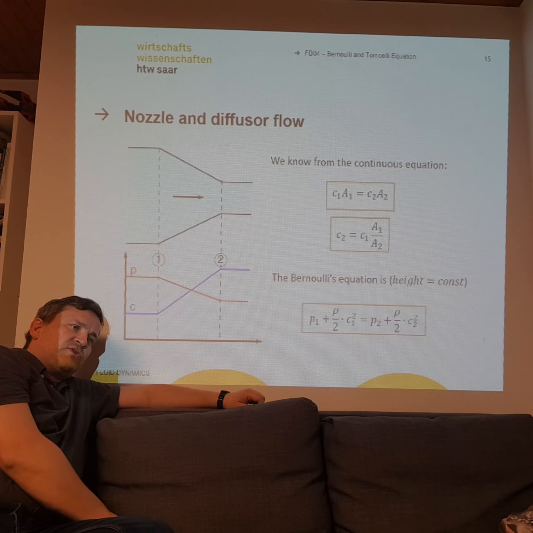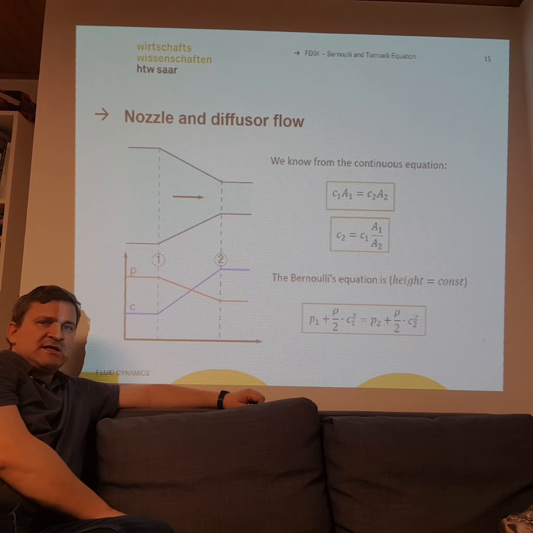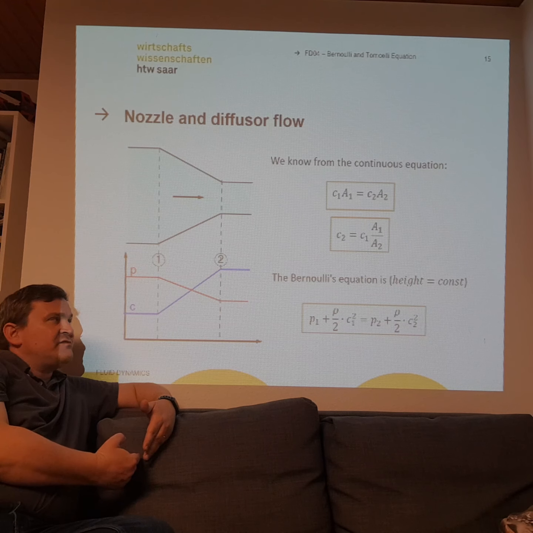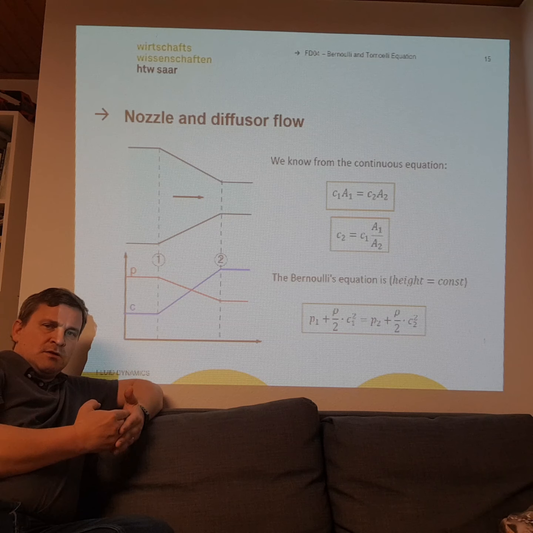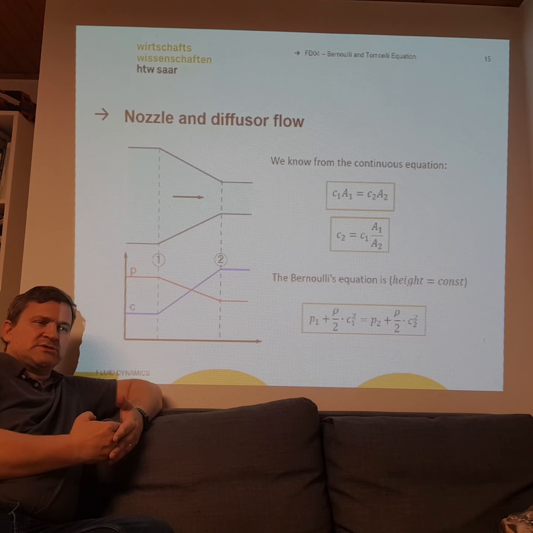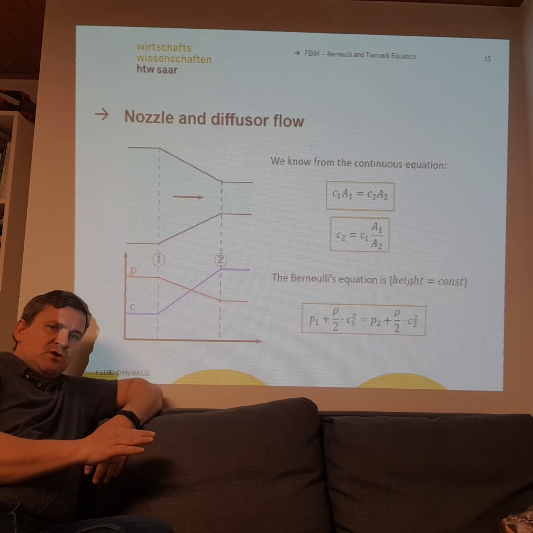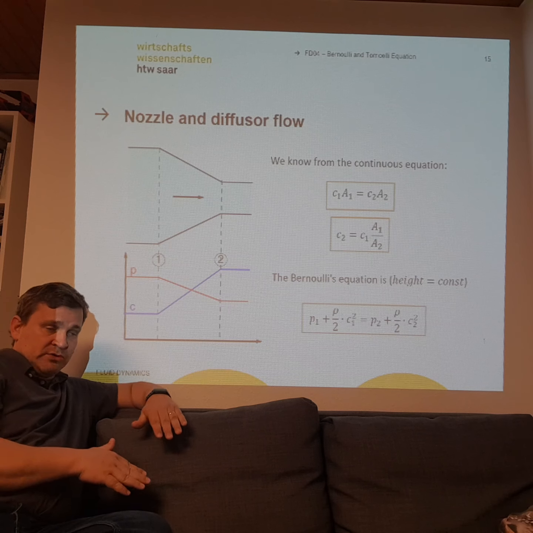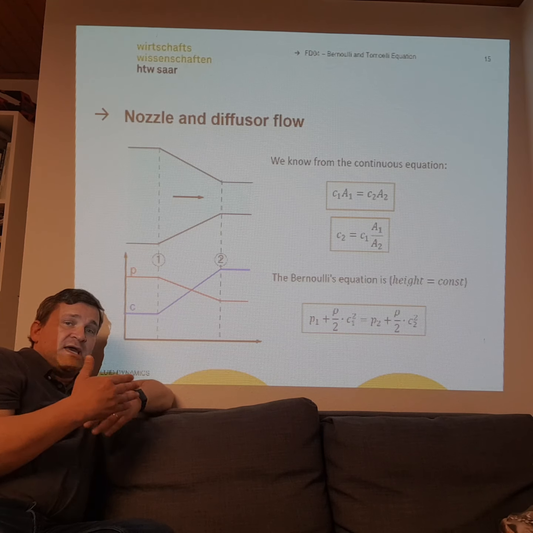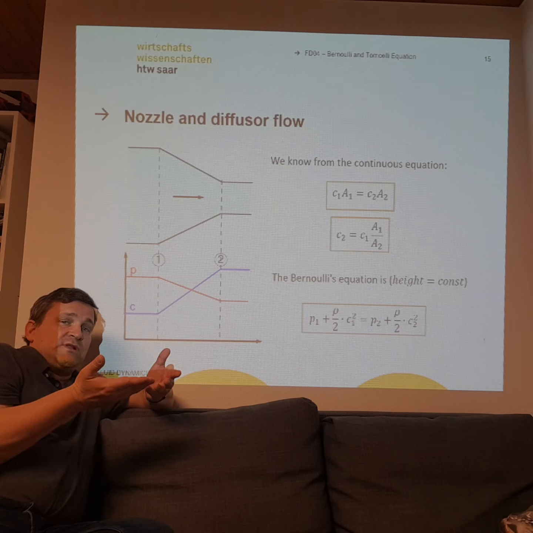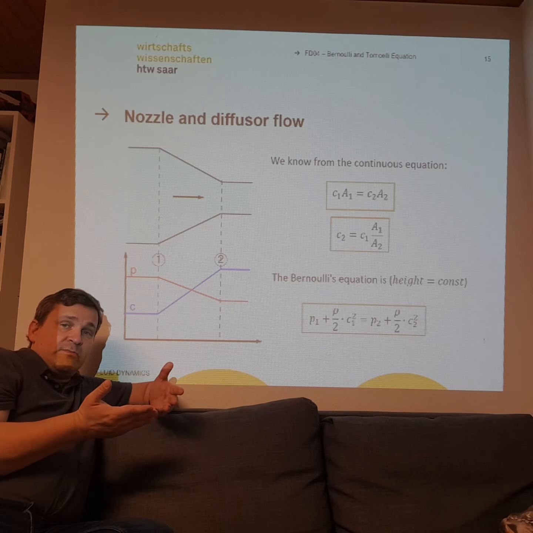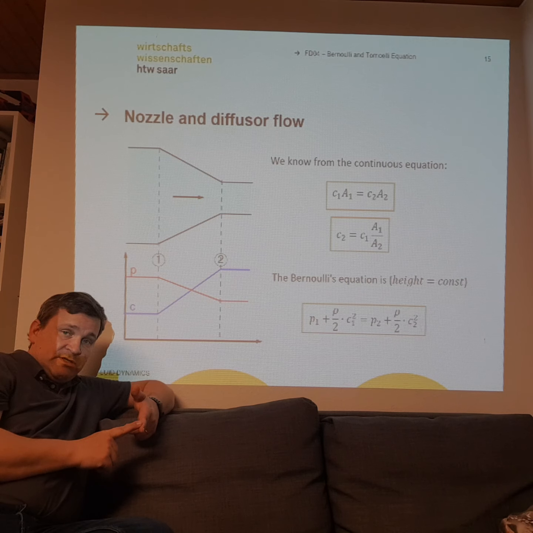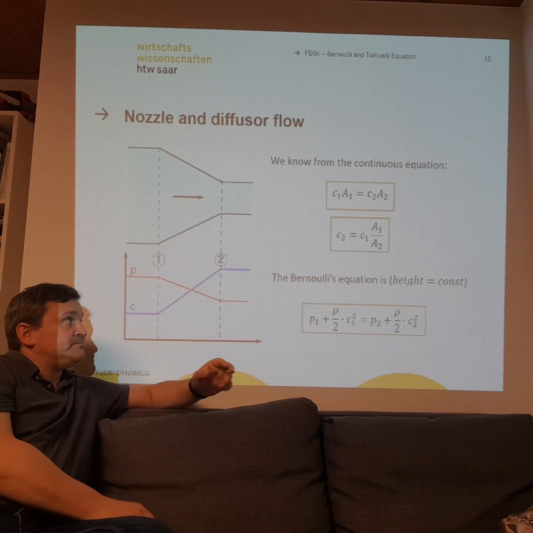That's also something I tried to explain to you in the last lectures when I taught you about weather forecasts. If we have high velocities in a nozzle or a pipe, pressures will go down. If we raise our velocities, pressure will go down. If the velocities get slower and slower, pressure will rise. So remember, high velocity always means low pressure, low velocity always means high pressure.